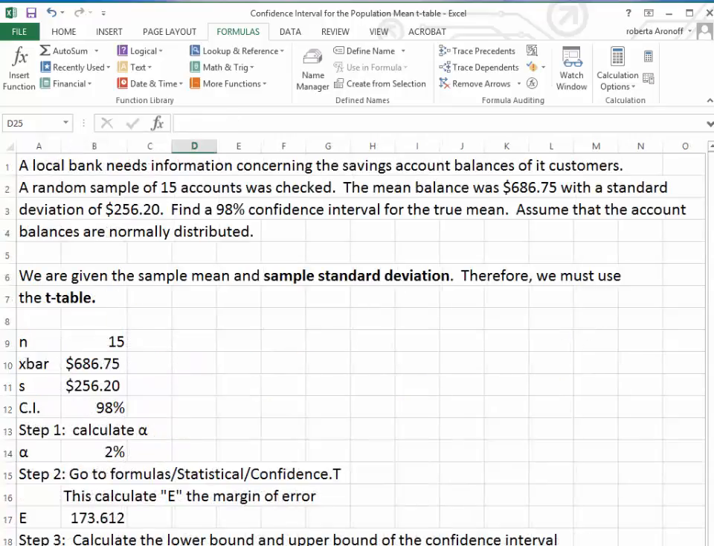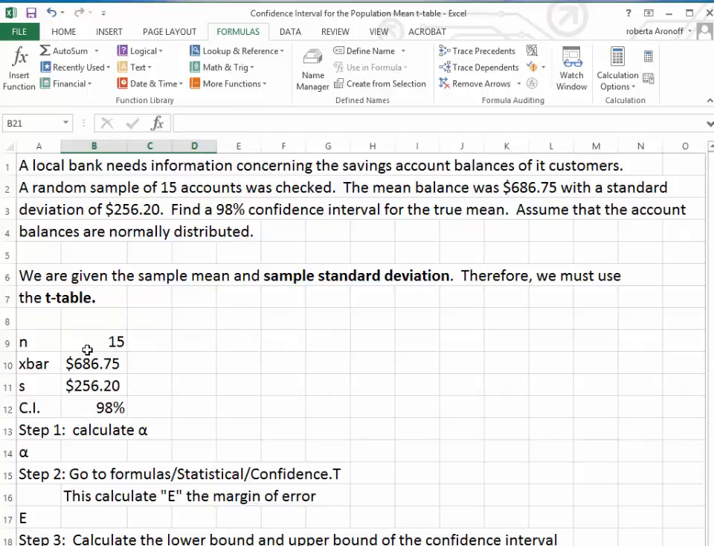Now let's go to a savings account problem. A local bank wants information about the average savings account balances of its customers. They took a random sample of 15 accounts and found the average balance was $686.75 with a sample standard deviation of $256.20. Well, with this information in mind, we again want to calculate the average for all of the savings accounts in that particular bank.